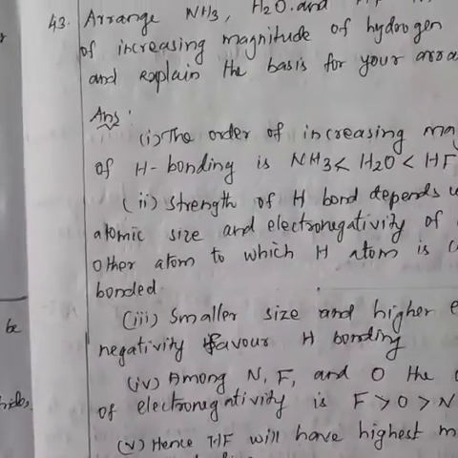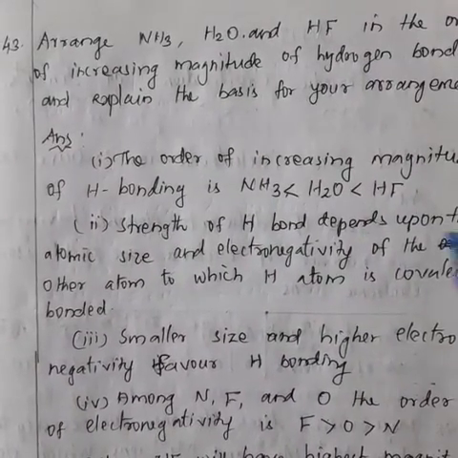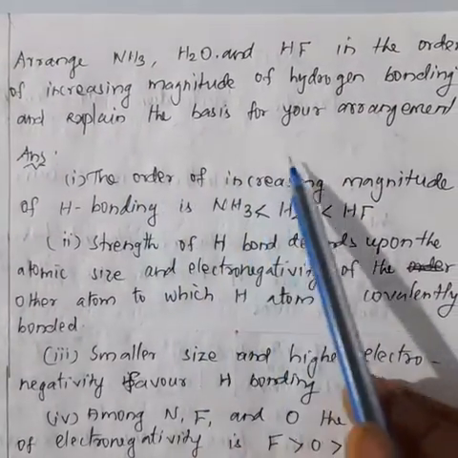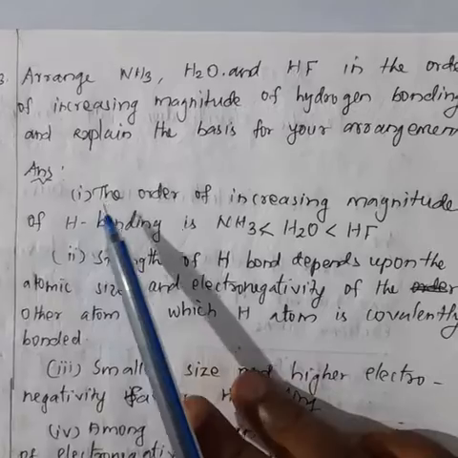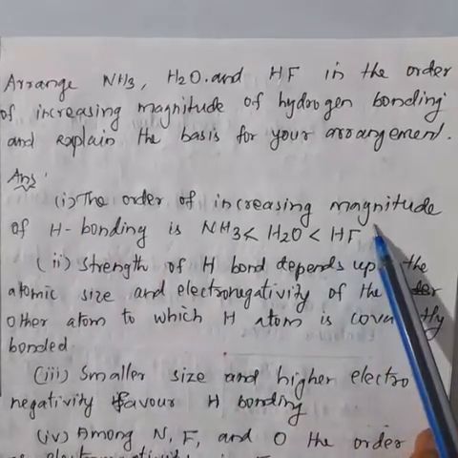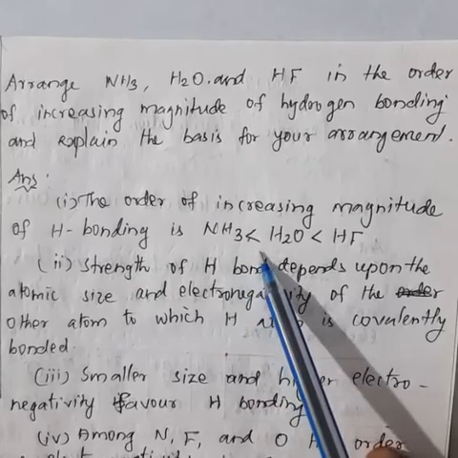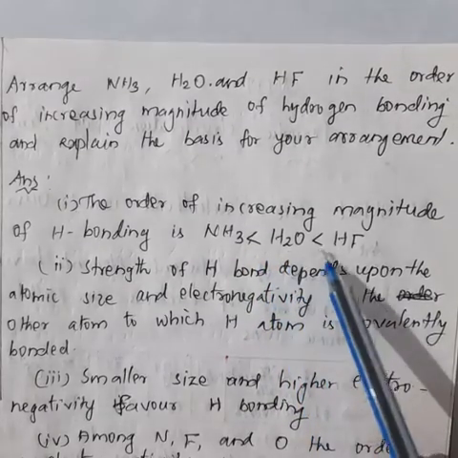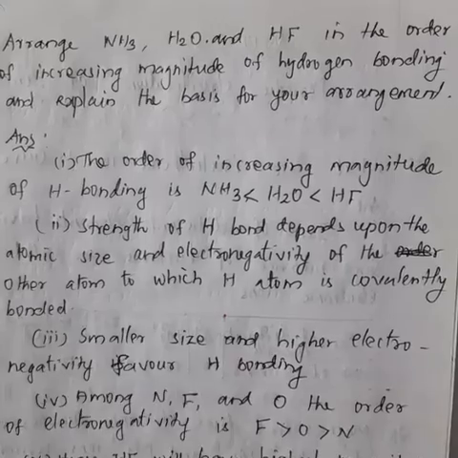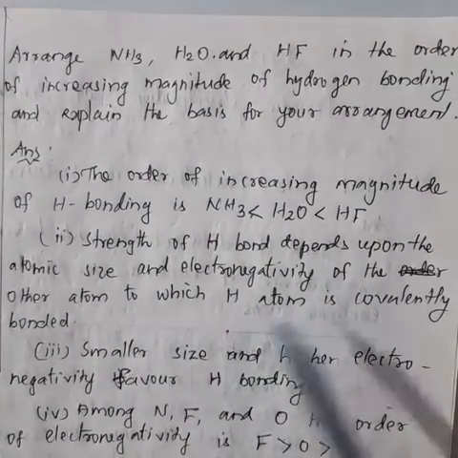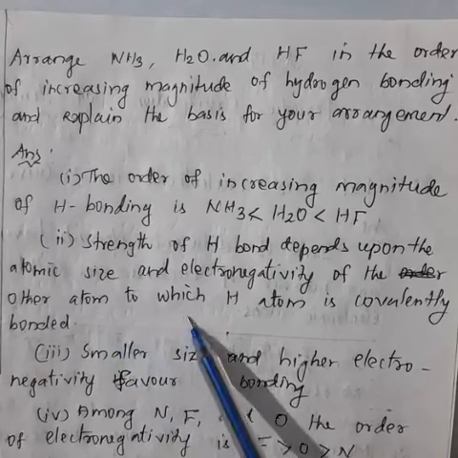And 43. Arrange NH3, H2O and HF in the order of increasing magnitude of hydrogen bonding and explain the basis for your arrangement. Answer. The order of increasing magnitude of hydrogen bonding is ammonia less than H2O less than HF. Strength of hydrogen bonds depends upon the atomic size and electronegativity of the other atom to which hydrogen is covalently bonded.